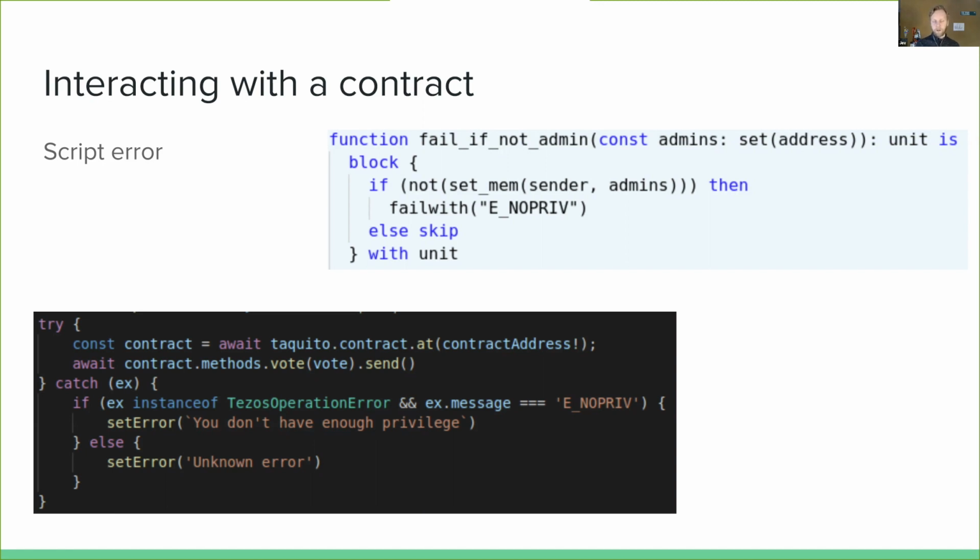How this corresponds in Taquito is that you basically use a try-catch, and if Taquito detects an error thrown by the chain, thrown by the operation, it'll catch that error, and you can do a type check on the exception. And if it's an instance of TezosOperationError, then you know that it's something coming from the chain. And you can inspect the message for the corresponding error message from your smart contract.